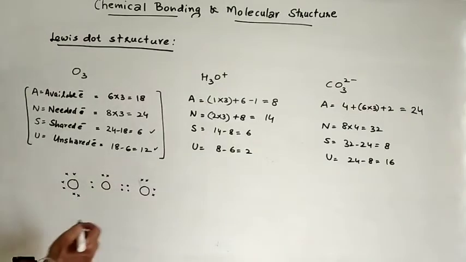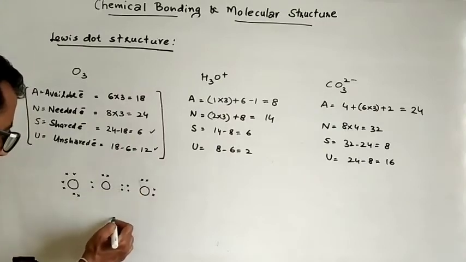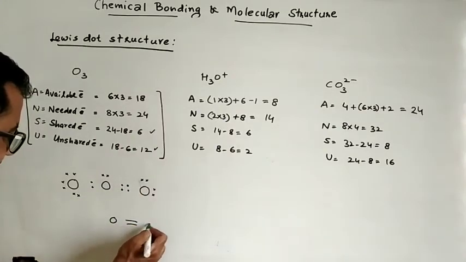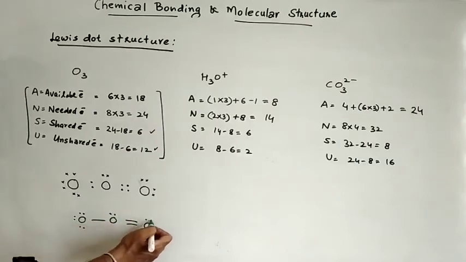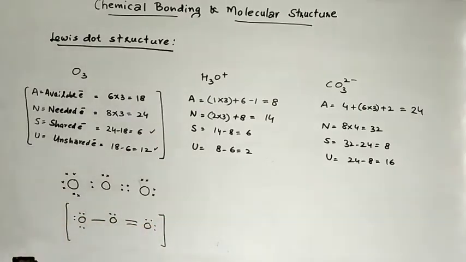So what to write again? Two electrons shared means a double bond. One electron pair shared means a single bond. So it has 1, 2, 3, 4, 5, 6. So this is your Lewis dot structure of ozone.